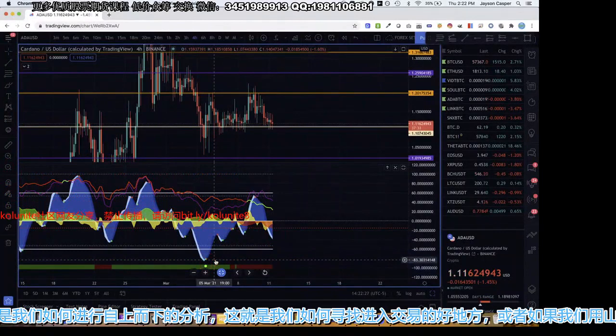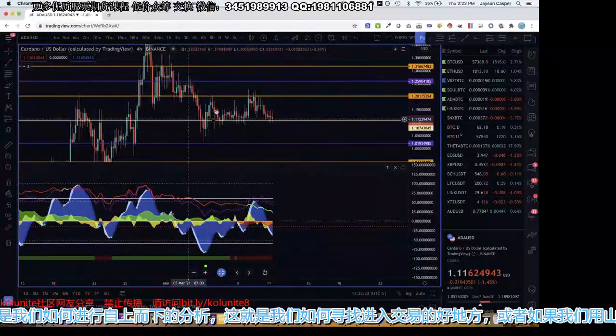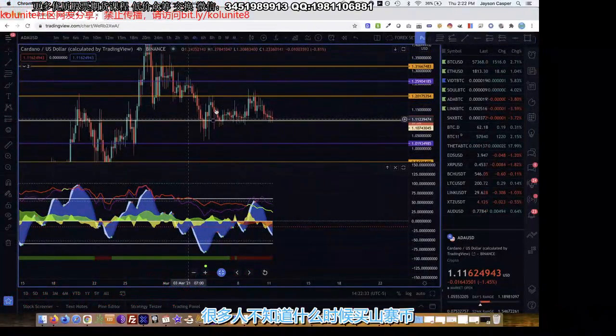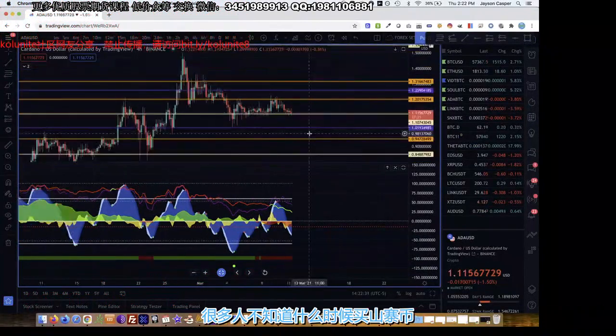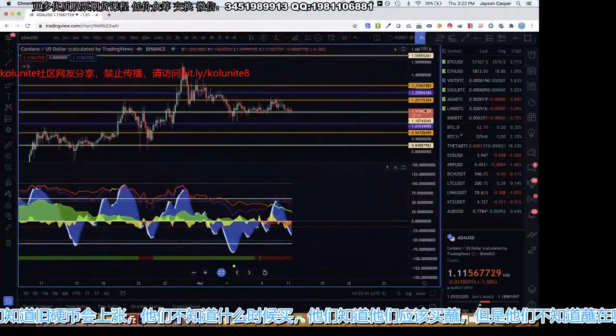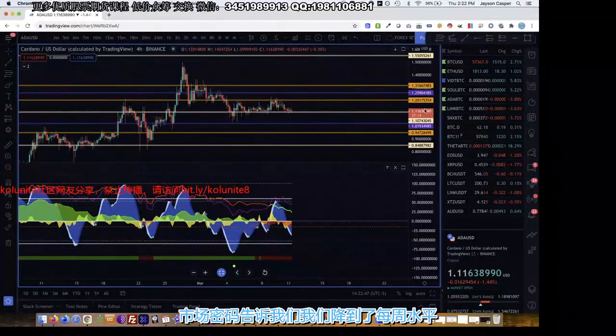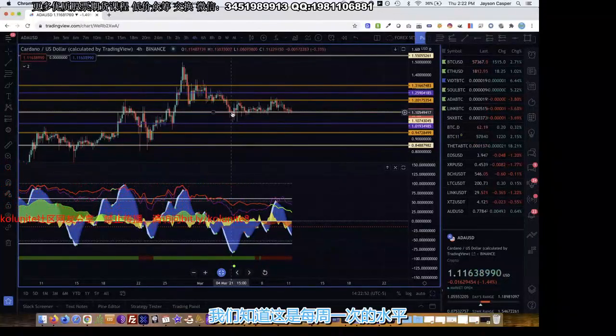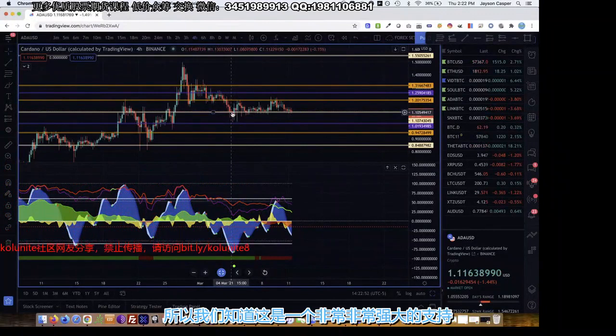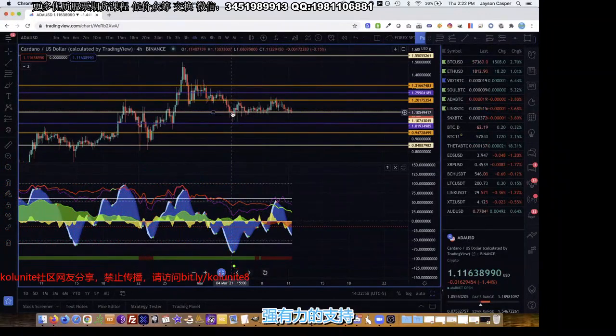So this is how we're going to do our top-down analysis, guys, and this is kind of how we're going to look for good places to enter trades, or if we're dealing with altcoins, to accumulate the altcoin at a low price. A lot of people don't know when to buy altcoins. They know that the altcoins are going to go up, and they don't know when to buy. They know they should buy the dip, but they don't know where the dip is. Well, Market Cipher B tells us we came down to our weekly level. We know it's a weekly level, so we know it's a very, very strong support. A very strong support.